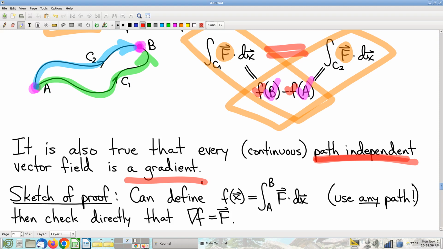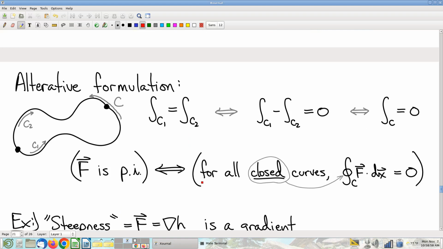Okay. All right. So now here's a different way to think about path independence. This is a useful point of view that's going to come up in a few minutes. We've got this curve and this curve that start and end at the same point. And I make the observation that if you have two curves starting and ending at the same point, then between the two of them, they kind of define a loop. They define a closed curve.